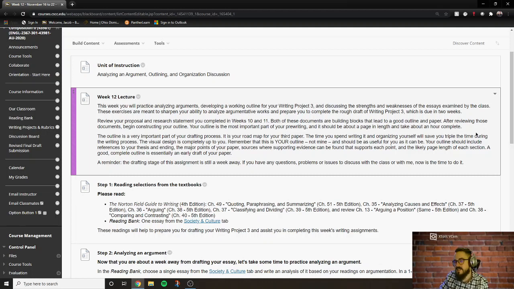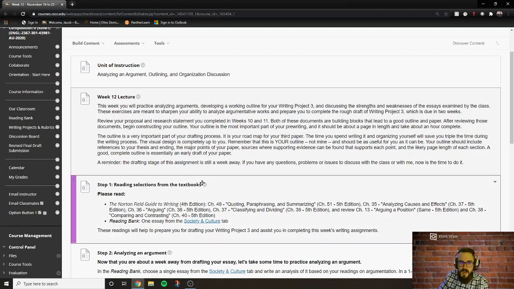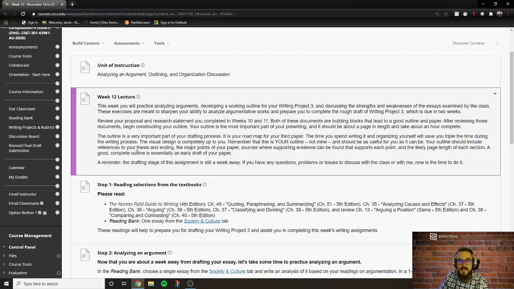However, your outline does need to include certain things. It should include references to your thesis and ending, the major points in your paper, and sources where supporting evidence can be found that go along with each point. I would also like to see page length estimations of each section. So like, I'm going to spend 1 page talking about this, or if you want to do paragraphs as well, like okay, it'll probably take me 3 paragraphs to talk about this, maybe 2 paragraphs to talk about this. I think that will be helpful.